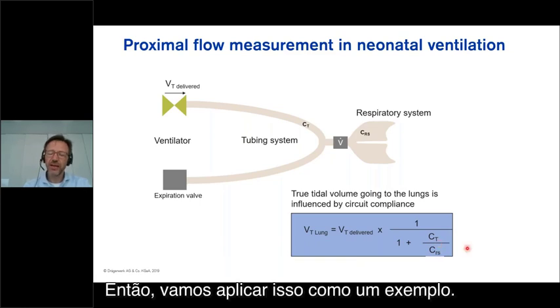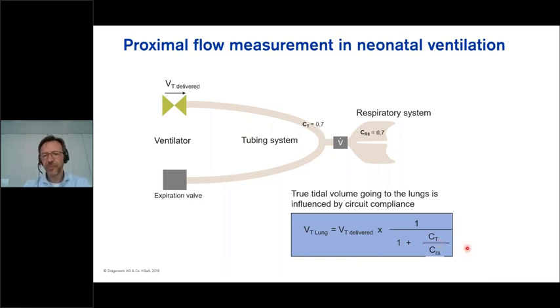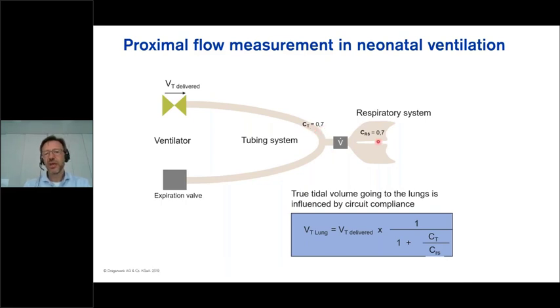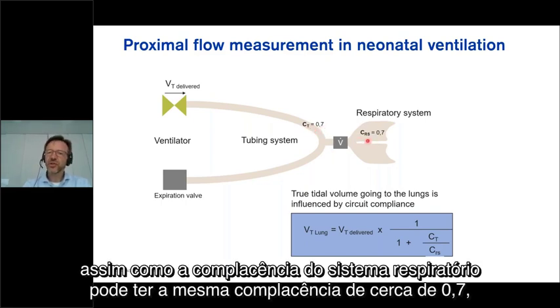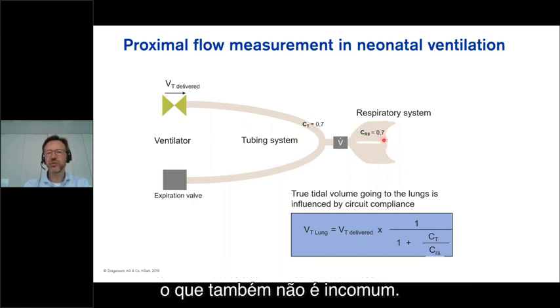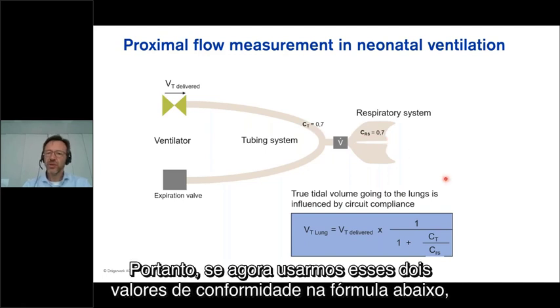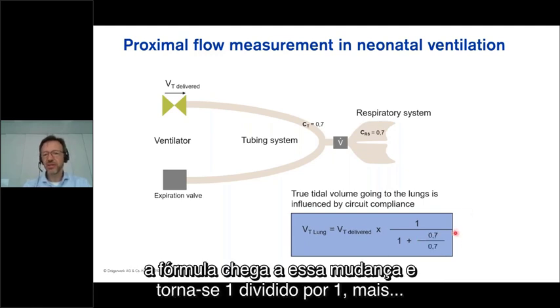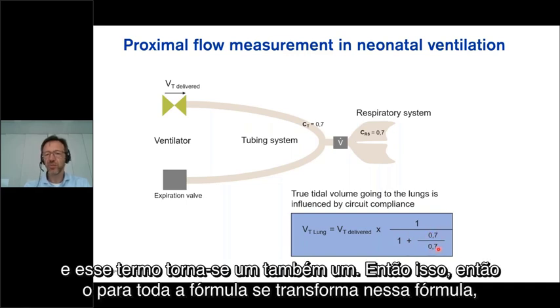Let's apply this to an example. If the tubing compliance is, for example, 0.7, which is quite normal for a neonatal patient circuit, the respiratory system compliance can have the same compliance of about 0.7, which is also not unusual. If we now use these two compliance values in the formula below, the formula comes to 1 divided by 1 plus, and this term becomes 1 as well.